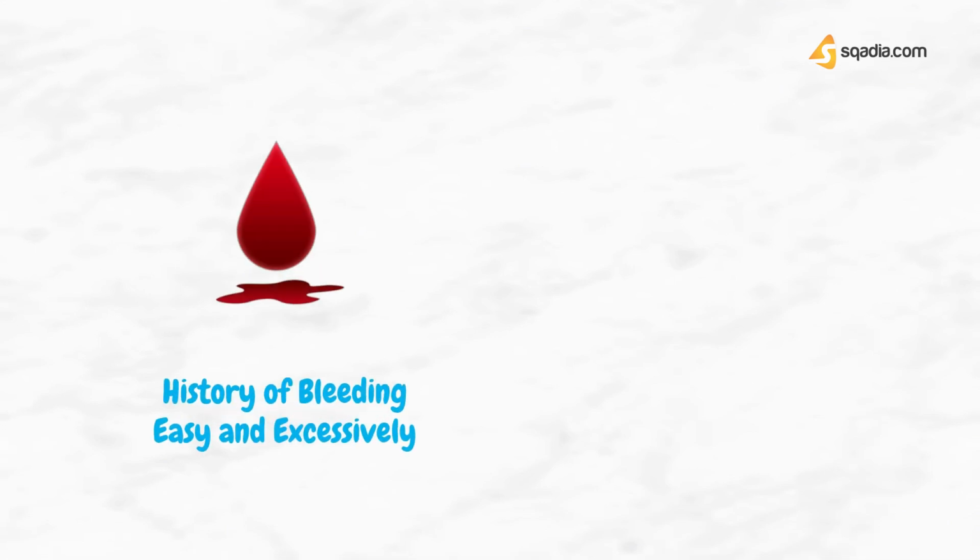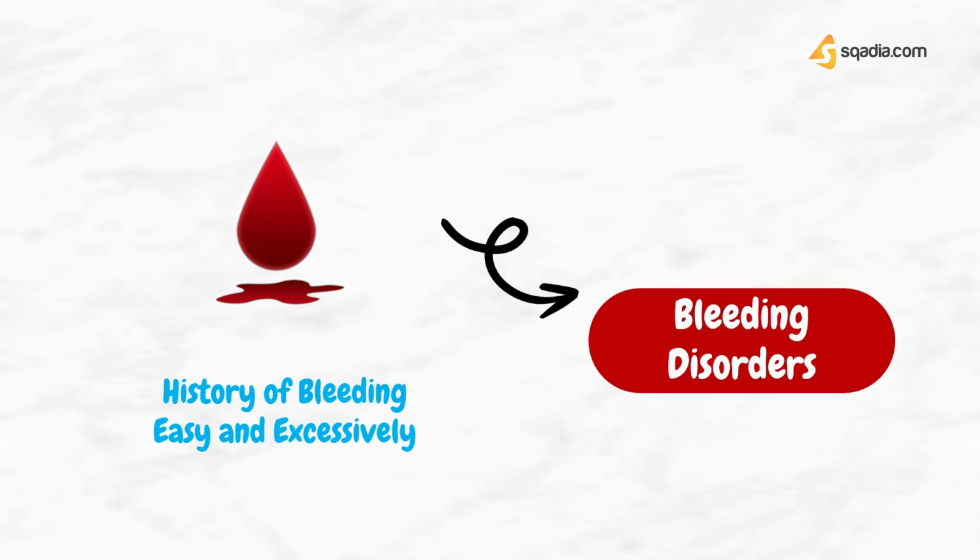Lastly, if the patient has a family history of bleeding easily or excessively, then there's a high chance that the child has a bleeding disorder, which is a problem with bleeding such as trouble clotting. So that was all about the nausea and vomiting related differential diagnosis, and specifically in children.